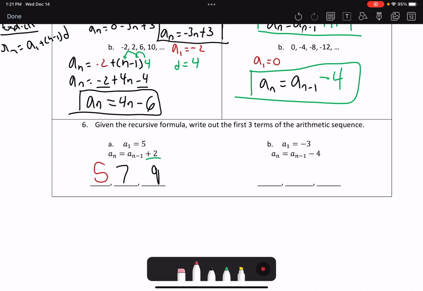For 6b, I've got a sub 1 is equal to negative 3, so that initial value is negative 3. But now I am subtracting 4 each time. Negative 3 minus 4 is negative 7. And negative 7 minus 4 is negative 11.